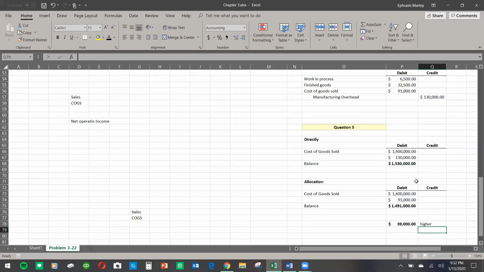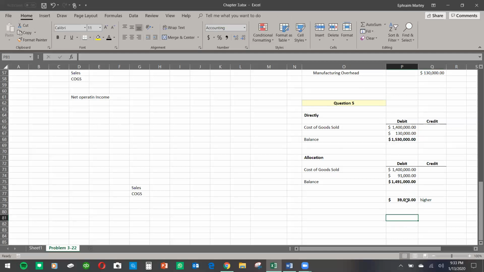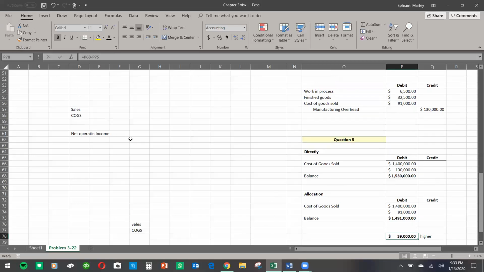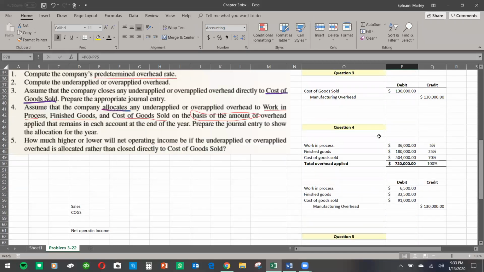Okay, so the higher the cost of goods sold, the lower the net operating income. The lower the cost of goods sold, the higher the net operating income. So allocation gives us a lower cost of goods sold, which means the company's net operating income would have been $39,000 higher if manufacturing overhead cost is allocated instead of closing directly into cost of goods sold.